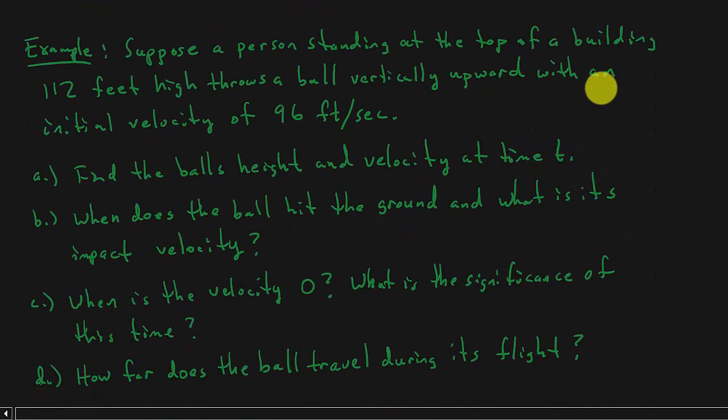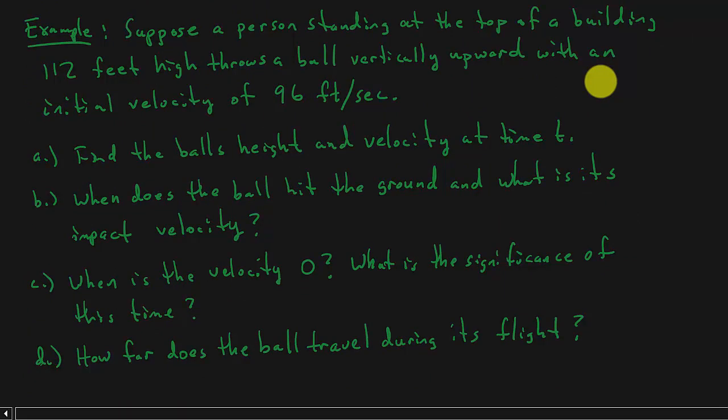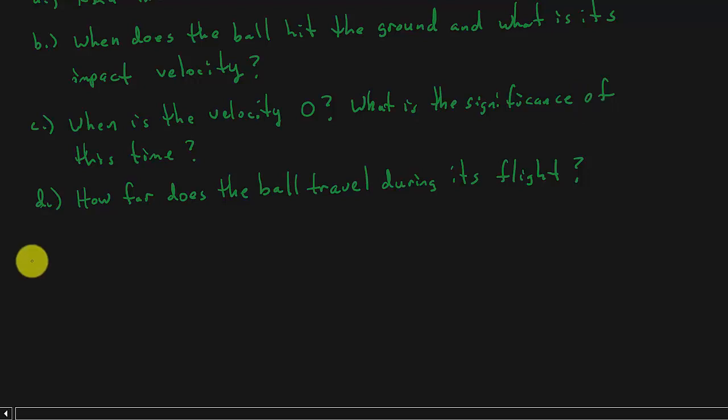All right, so let's look at this. Suppose a person standing at the top of a building 112 feet high throws a ball vertically upward with an initial velocity of 96 feet per second. Find the ball's height and velocity at time t. Okay, so for part A, the ball's height.